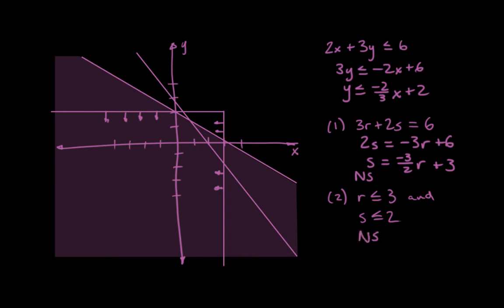But look, even with both statements together, there's this little tiny piece of this line that falls outside of the shaded region. And there's a bigger piece of line that's within the shaded region. And both those little bits of line satisfy both statements. So, even with both statements together, I don't have enough information to answer this question. And the correct answer is E.